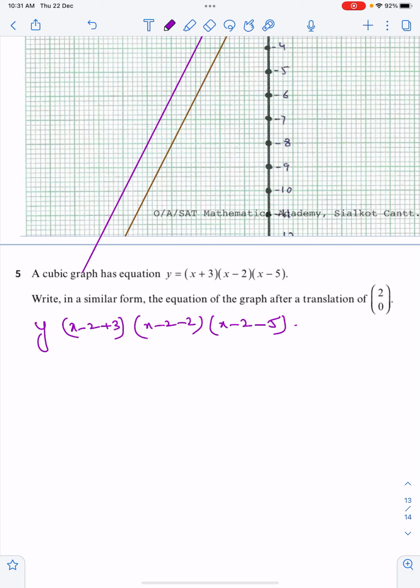So the equation of the graph is now going to be (x + 1)(x − 4)(x − 7). Since we know that it has moved onto the right by 2 units, whenever there is a horizontal translation onto the right, there will be a negative sign. So in place of every x I have put x minus 2, and then I have solved the equation.